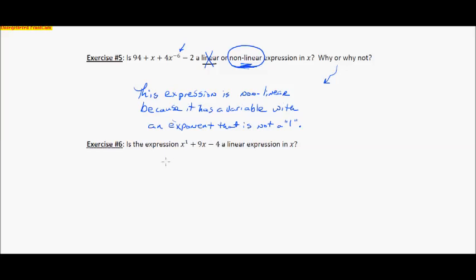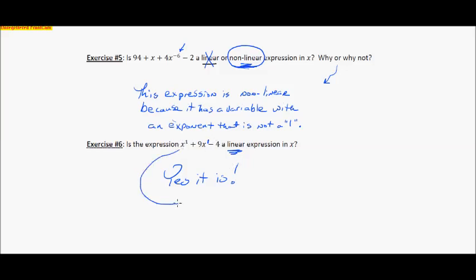Alright, and the last one here is the expression x to the first plus 9x minus 4, a linear expression in x? Well, again, this x not having an exponent means that it is a 1. So both of these have an exponent of 1. So yes, it is. Simply put, yes, it is. Alright, and the reason we know that is because all of the exponents are 1.